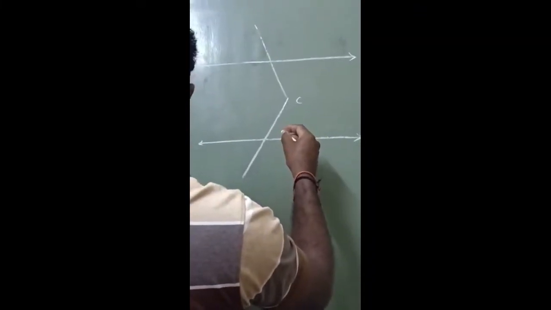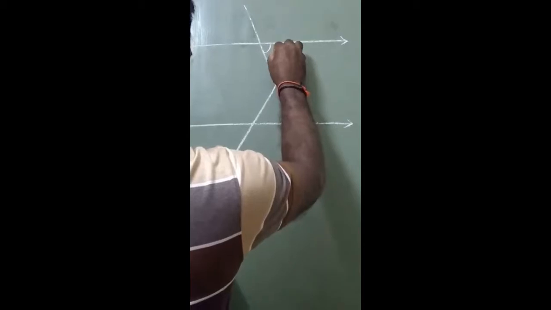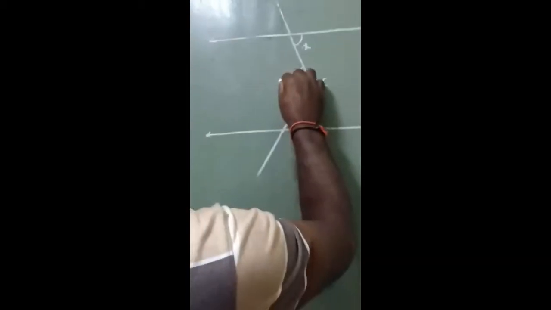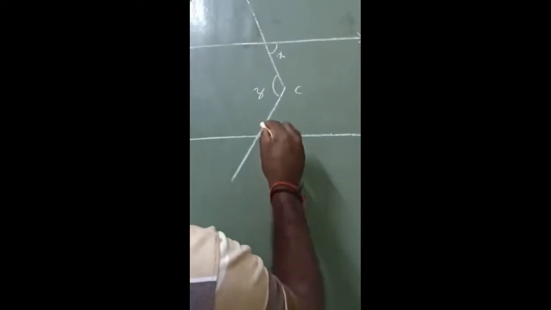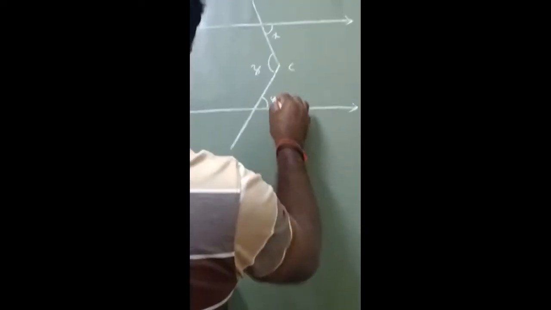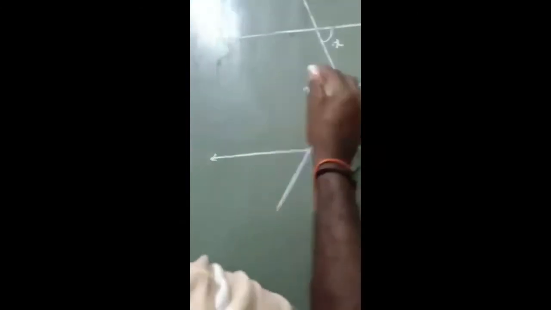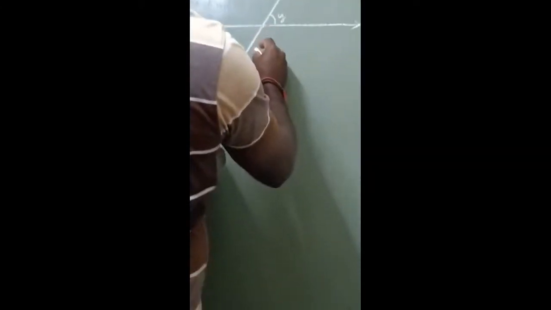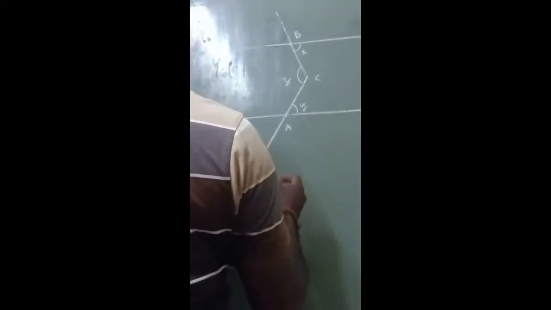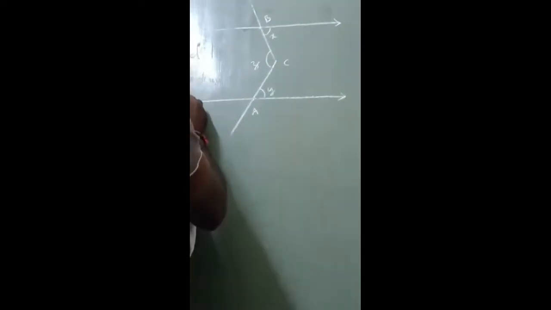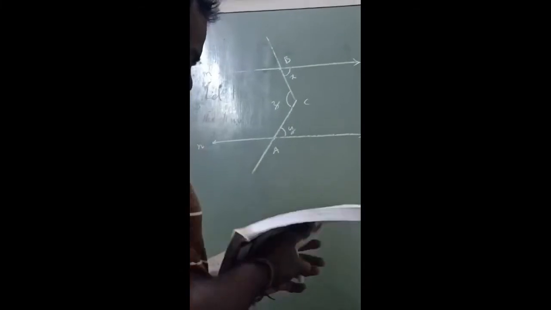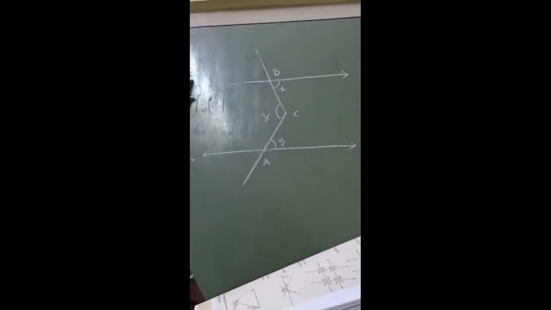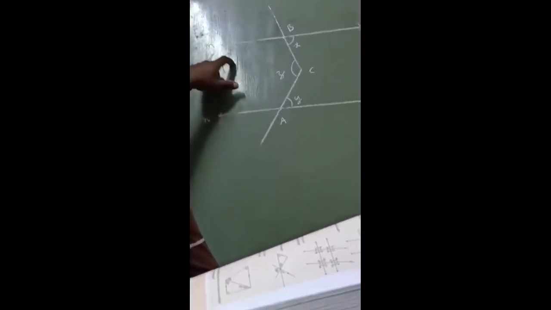This is C, this is X, this angle is Z, this angle is Y. This point is B, this point is A. This line is M, this line is N. See, students, this is the figure: M is parallel to N. So these two lines are parallel lines.